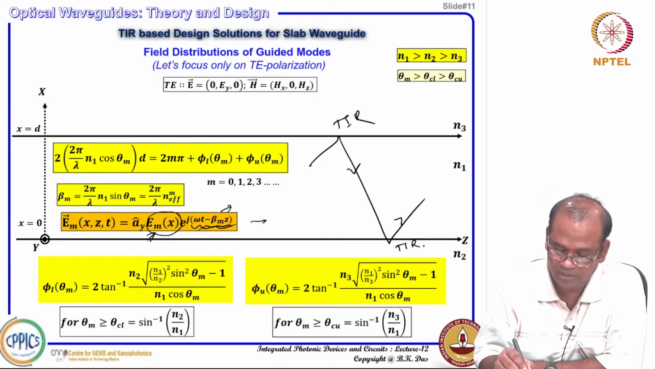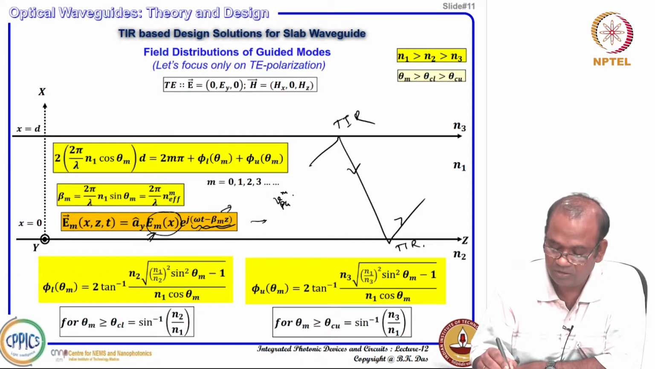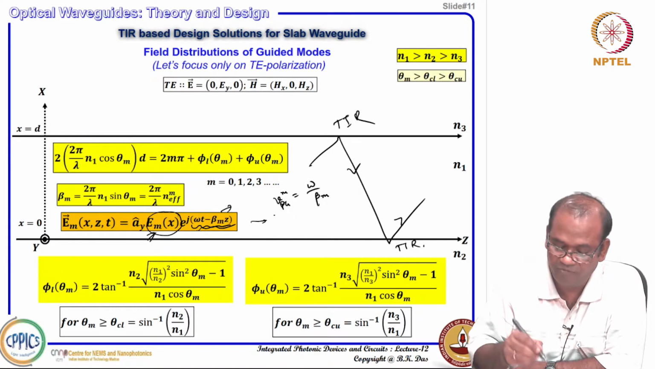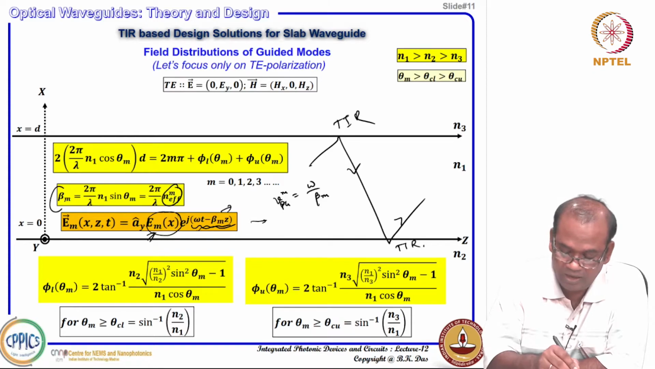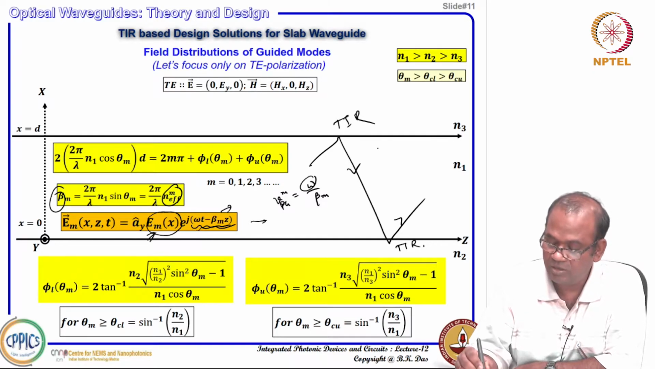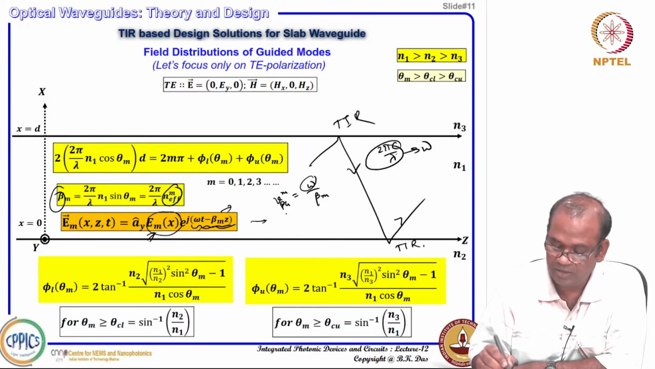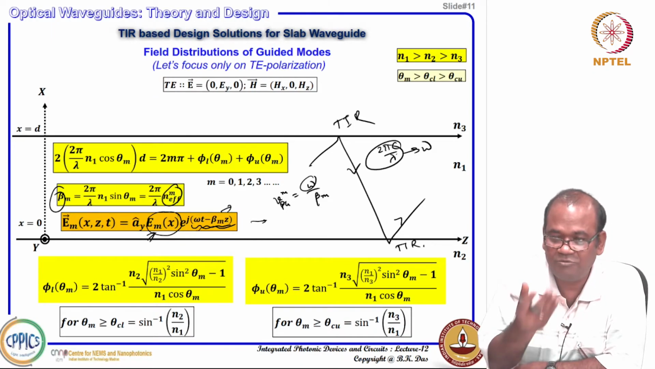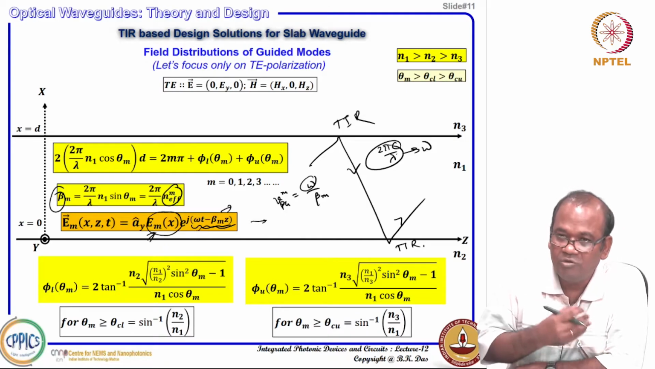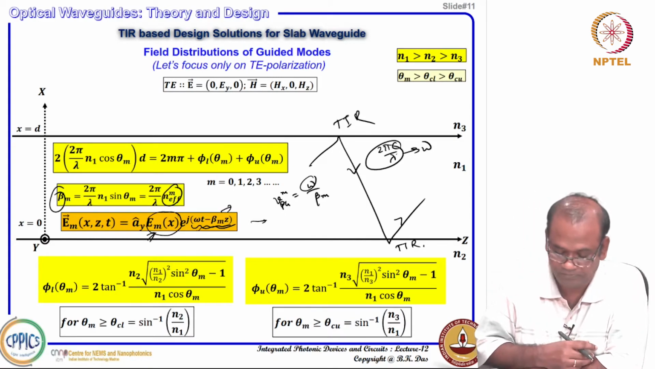Obviously, if this is the phase for a travelling wave, the phase velocity for the mth mode will be omega by beta m. So, once you know n effective m, beta m, and you know the frequency, 2 pi c by lambda, that is your omega, then you can find the phase velocity for that particular mode. Once you get beta m, you can find what the phase velocity will be.